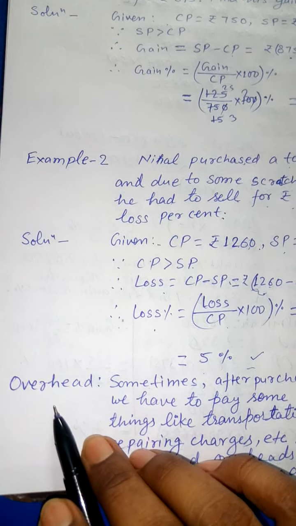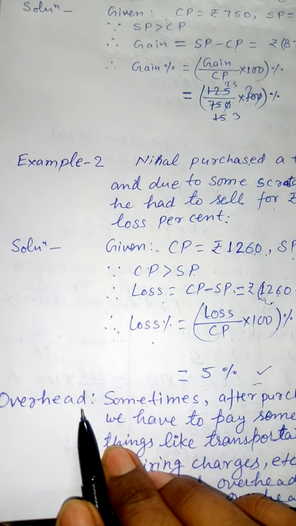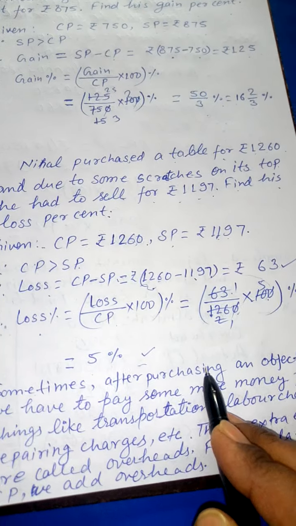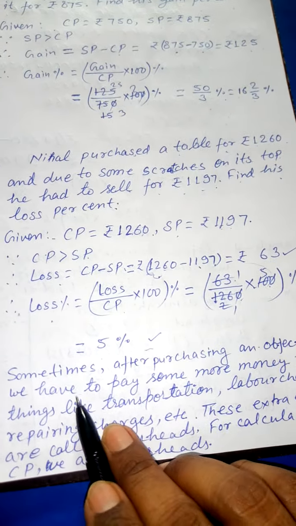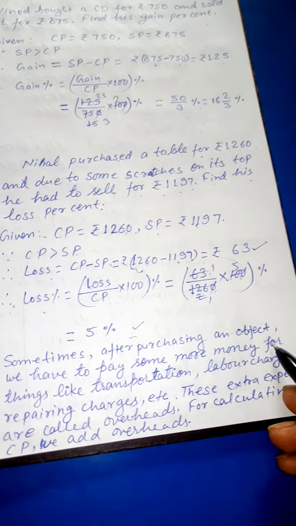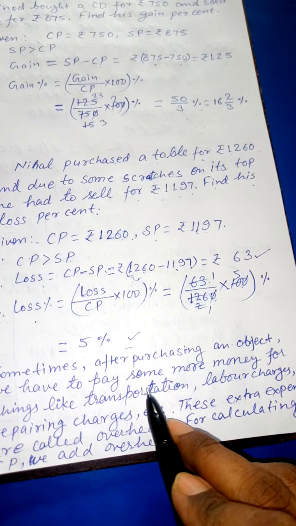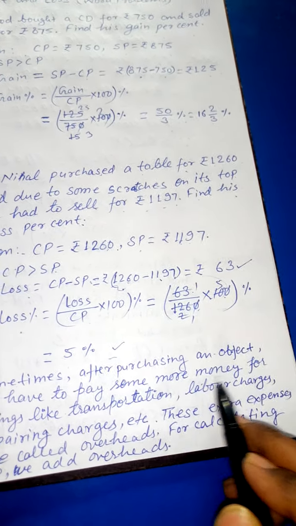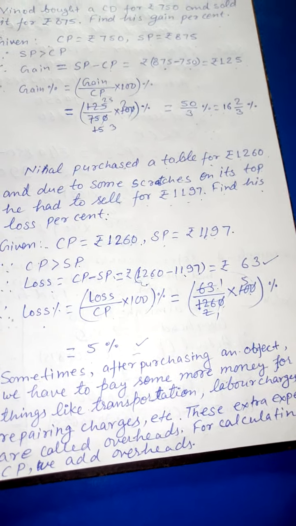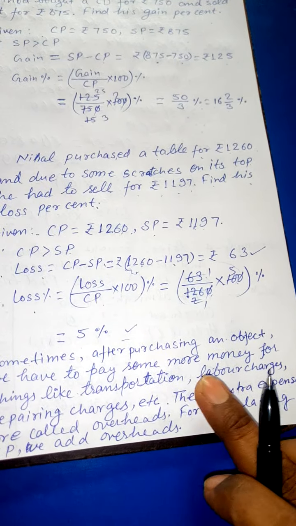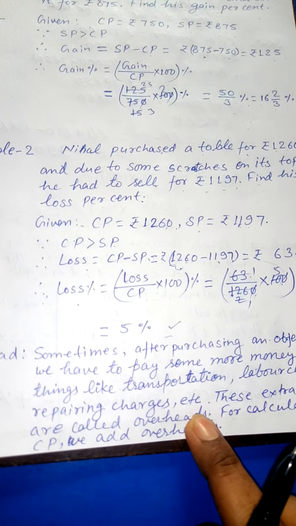Now we have to talk about overhead. What is this overhead? Sometimes after purchasing an object or an article or a good, we have to pay some more money for things like transportation, labor charge, repairing charge, painting charge, etc. These extra expenses are called overheads.